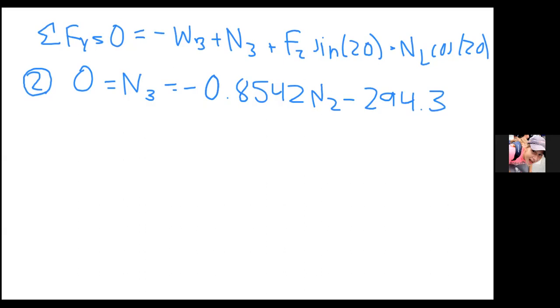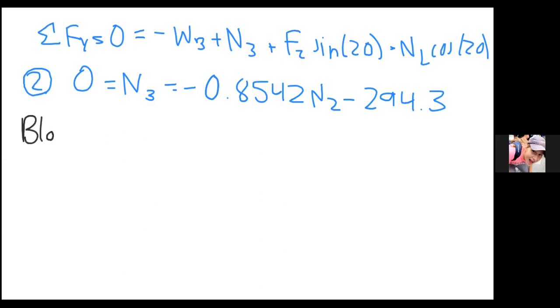We can look at those and we can say, hey, we've got 3 unknowns. Yeah, we got 4 unknowns, I think. Actually, we have 3 unknowns. N2, N3, and T1, but we only have 2 equations, so we're not able to solve. So instead we're going to go and we're going to look at block C.